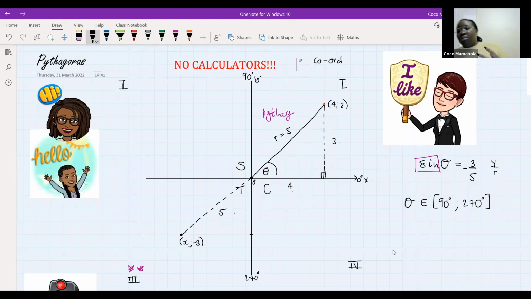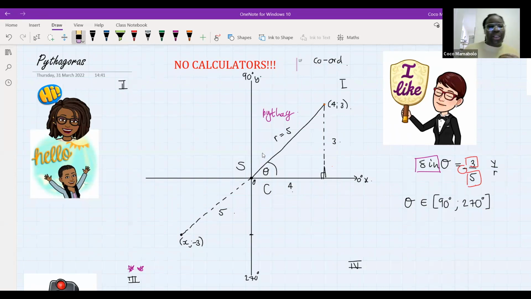Now, why did I not immediately say that that negative value over there belongs to five? Why did I automatically assume that my negative value belonged to three? Who can tell me? Anybody? Good, R is always positive.